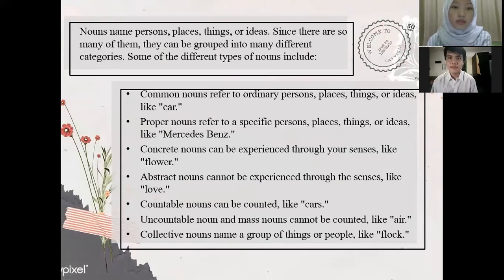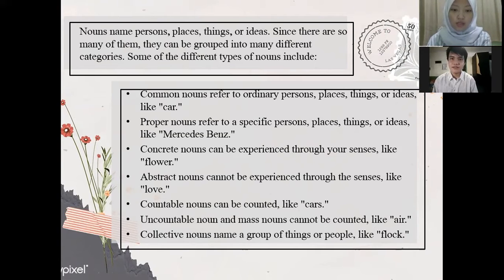Nouns name persons, places, things, or ideas. Since there are so many of them, they can be grouped into many different categories. Some of the different types of nouns include common nouns, which refer to ordinary persons, places, things, or ideas like car. Proper nouns refer to specific persons, places, things, or ideas like Mercedes-Benz.